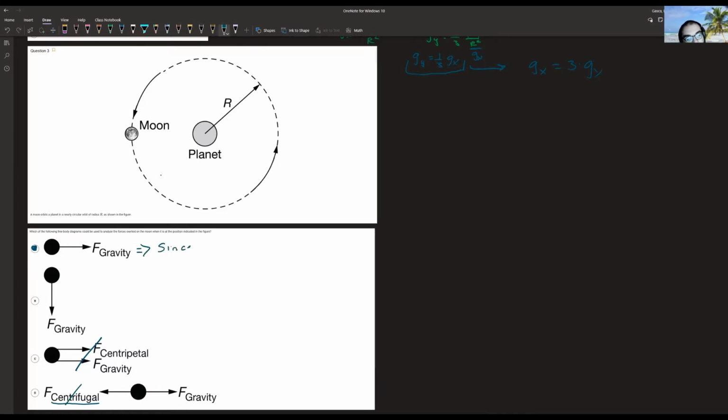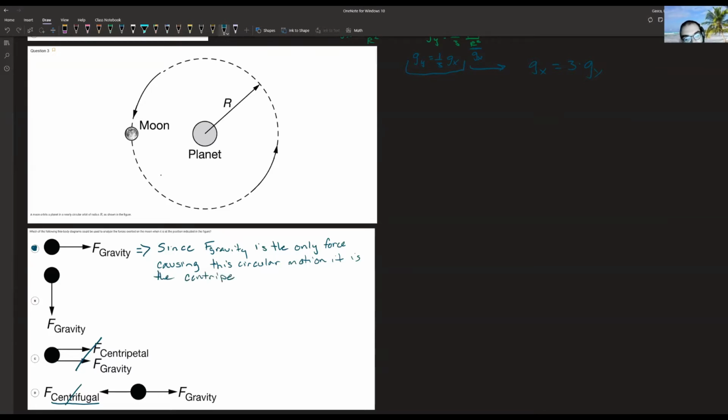So we could say, since the force due to gravity is the only force causing this circular motion, it is the centripetal force. Okay, yes, I'll explain what centripetal force is and then centrifugal.